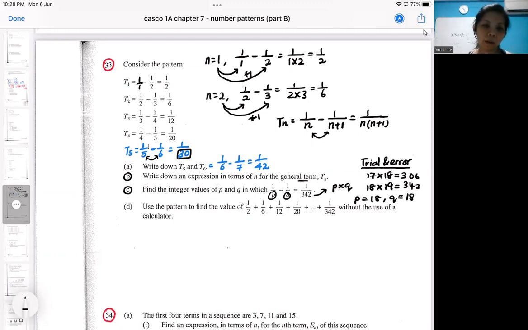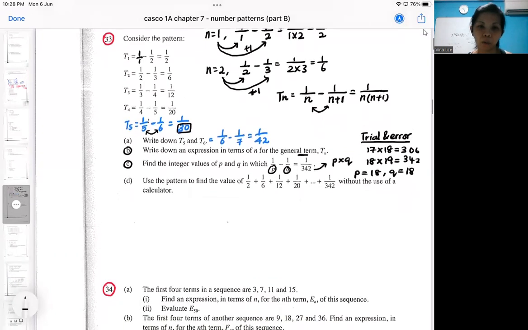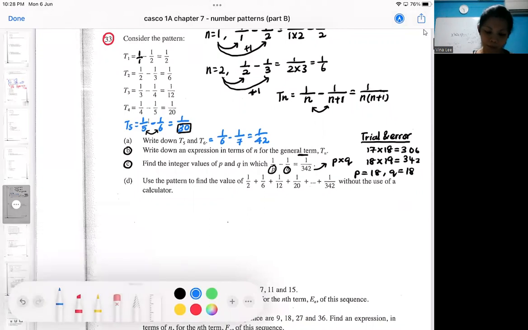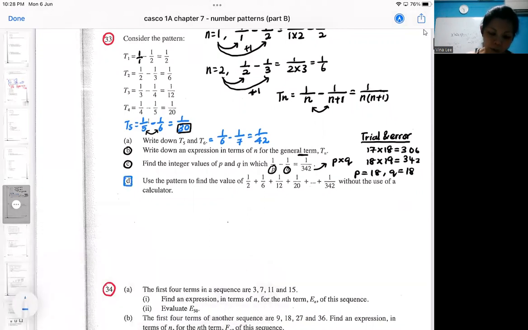Now, the difficult part is the last one. How are you going to use the pattern? Use the pattern, that's the keyword. So a lot of people couldn't use the pattern. So what is the pattern? Look at the half here. Half is equivalent to 1 minus half.